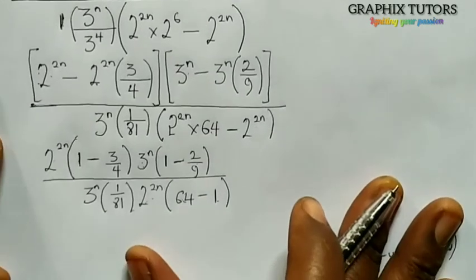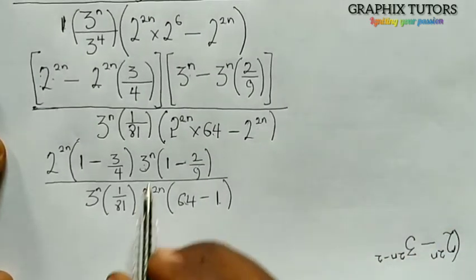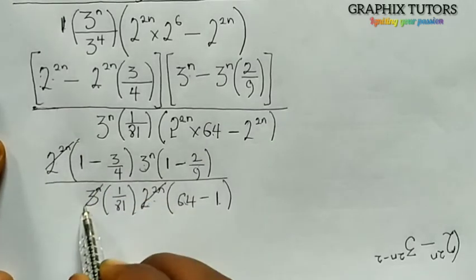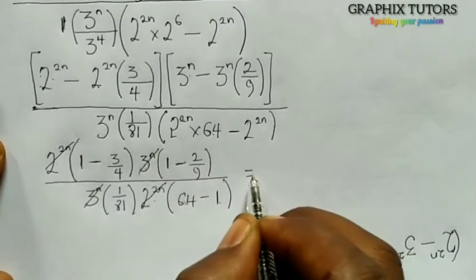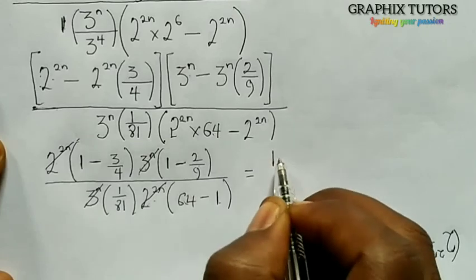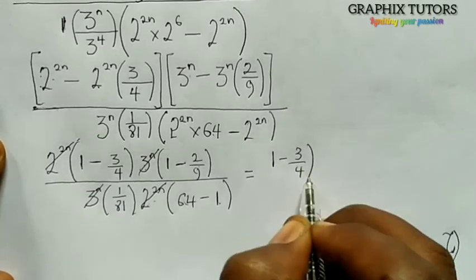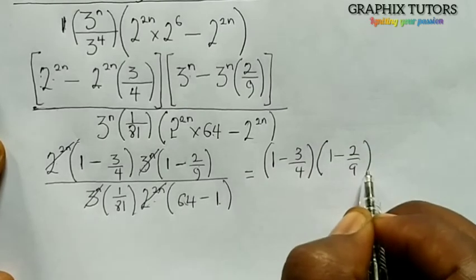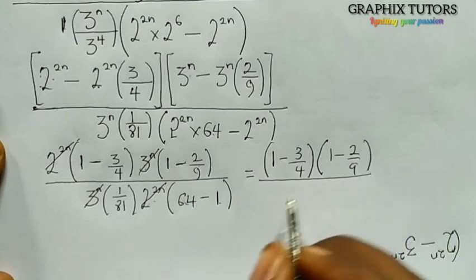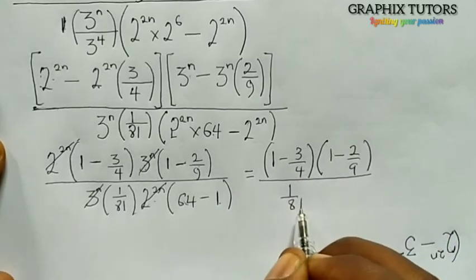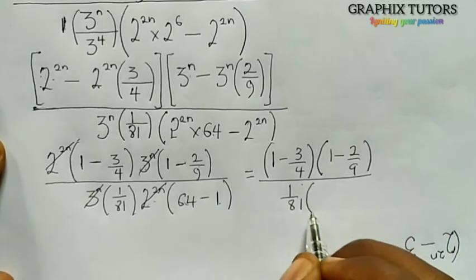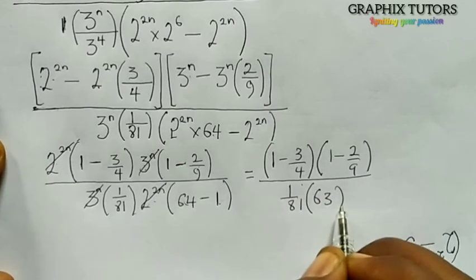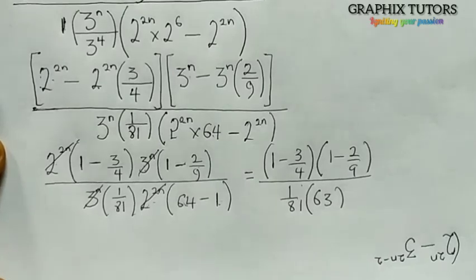Now from here we move forward. Now, this 2 raised to 2n, we equate 2 raised to 2n. 3 raised to the power n, we equate 3 raised to the power n. Now we will be left with what? 1 minus 3 over 4, bracket, 1 minus 2 over 9, all over what? 1 over 81, right? Bracket, 64 minus 1 is what? To give us 63.